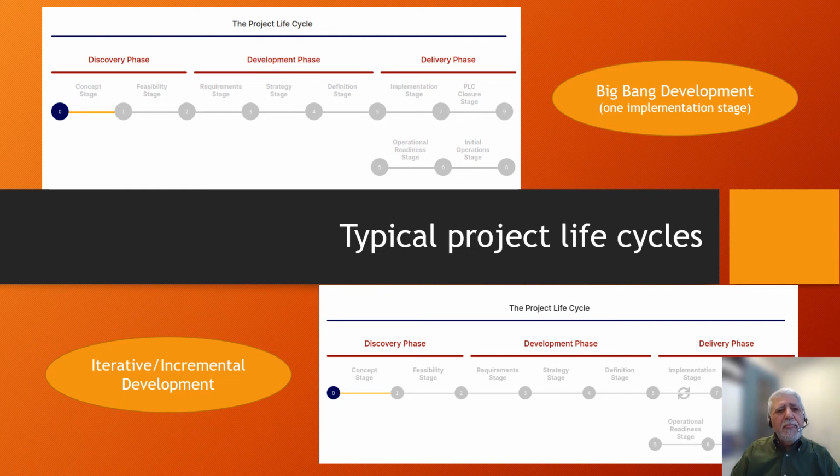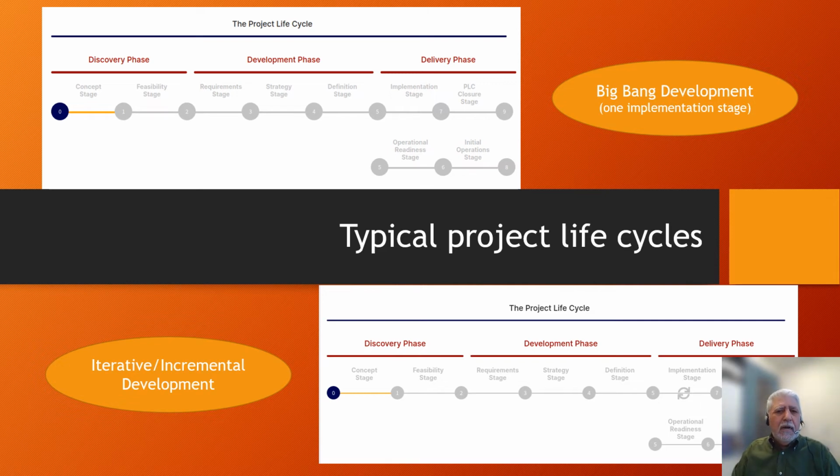As you can see here, we have a concept stage, we have a feasibility stage. So you notice they are almost identical. The only difference here is the implementation stage. Here you see a straight line, over here you see that symbol, which is basically an indicator that this is an iterative incremental process.